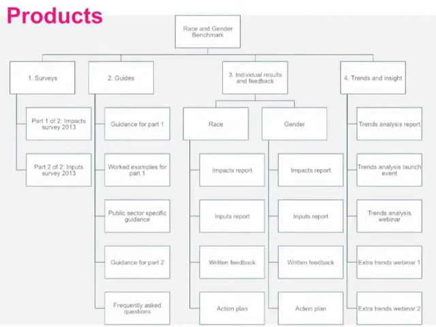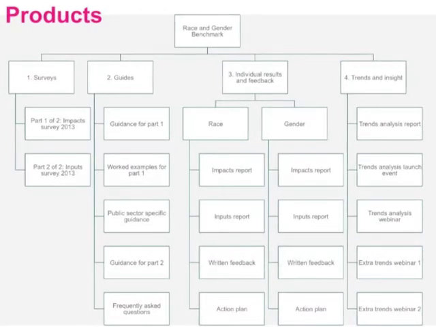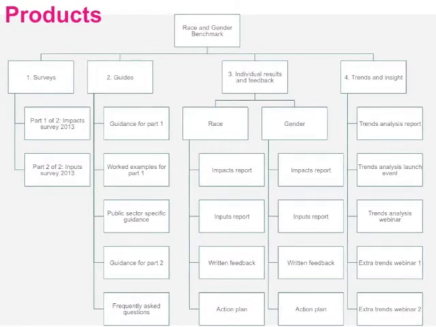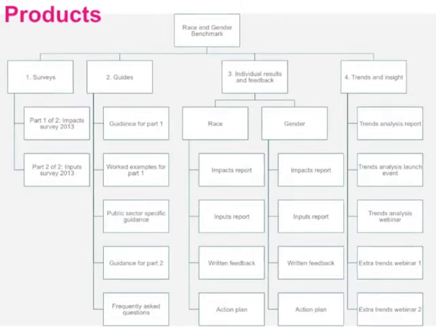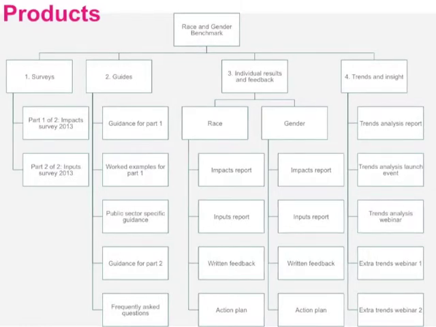In terms of the feedback reports, they're split by race and gender, so you get two separate reports if you do both benchmarks. Within those reports, they're broken down by impacts and inputs, so all the data, statistics given to you, what your response was, what the sector average is, and what the public and private sector average is for each metric. The inputs report looks at individual questions and individual actions and says what percentage of organisations are doing X, Y, and Z, and whether you're doing them or not.